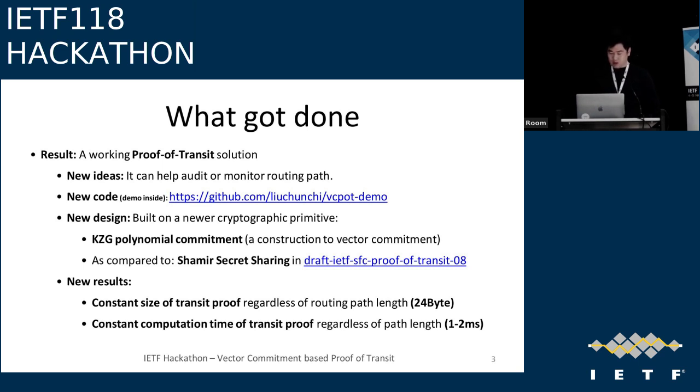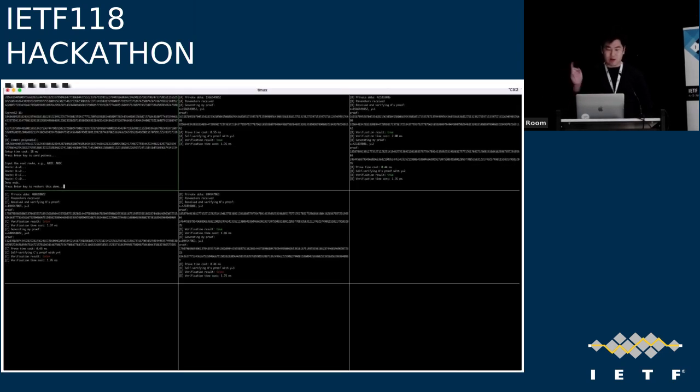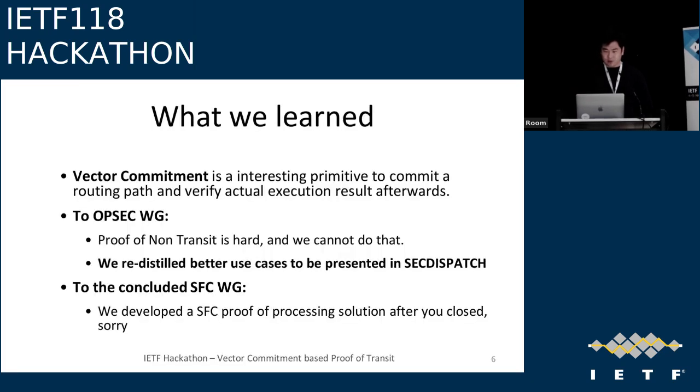This is the demo. I think it's too small, but the upper left is the controller and the rest are all routers. Every router computes its own transit proof to see if it is in the right position of a path. It can also verify other routers' transit proofs and see if they are in the right position of the path. And this is the right and wrong example.